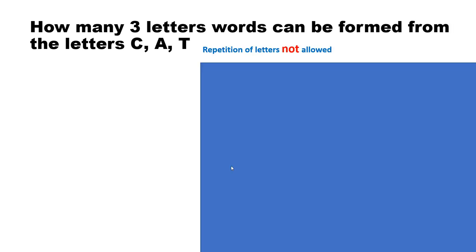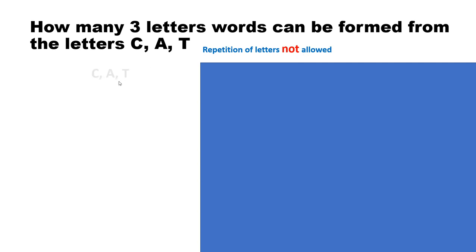The first method that we are going to look at for solving permutation related problems is called the box method. This is not the official name, but because we will be using a lot of boxes, that's why it is called the box method. Let's go to the first question. How many 3-letter words can be formed from the letters C, A and T, and repetition of letters not allowed?